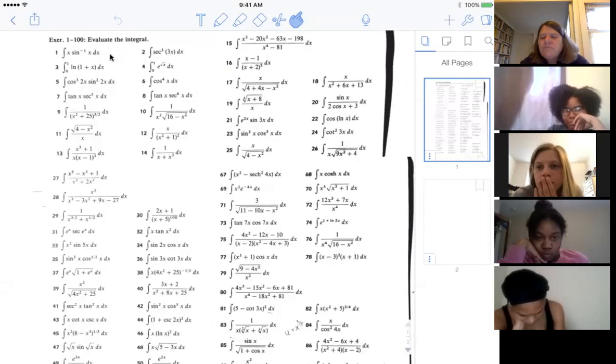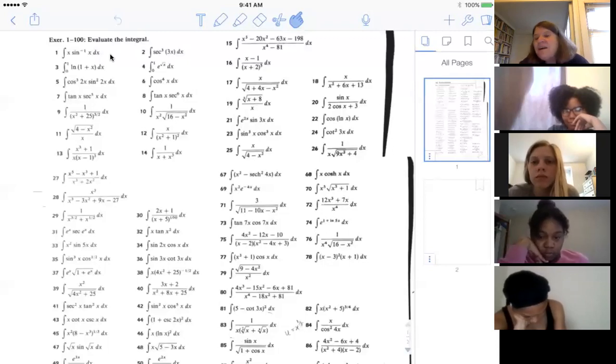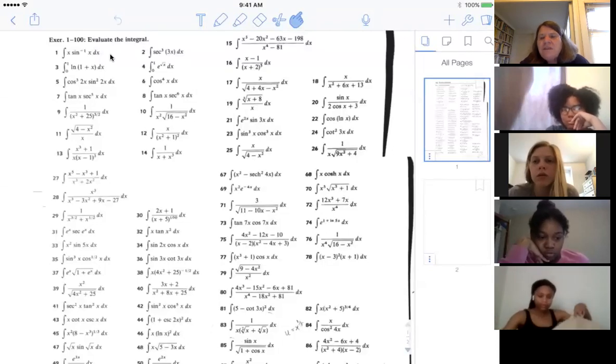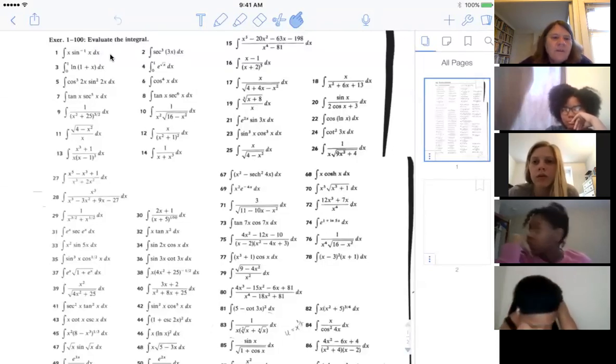Parts. Okay. Alexis, you can't answer the next one. That's right, parts, because it looks like x and inverse sine. What would you let u be, guys? x. Good. And then dv would be inverse sine. That's a good one.